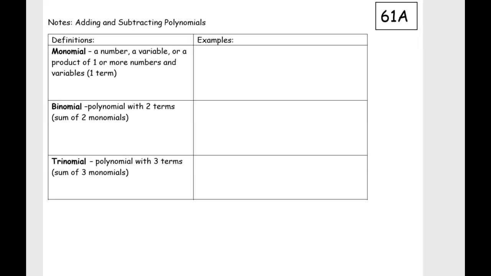A monomial is a number, variable, or a product of one or more numbers and variables. Mono means one. So a monomial would just be a term. We've got a constant 5, we could have just the variable x, the term 3x squared, or 1/2 y. Those would all be examples of a monomial. You could have your number, your variable, and your variable could be to an exponent. It doesn't matter. There's just one term.